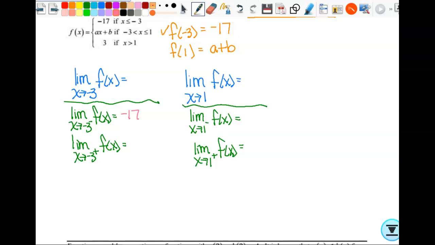So I'm not even sure what the last thing I said was. But we were finding these limits. So when we find the limit from the left, okay, this one right here, it's just -17. So now we need to find the limit from the right of -3. That's going to go in here, right? So can I just substitute in a -3 for x? Yes. So that can just give me -3a plus b.